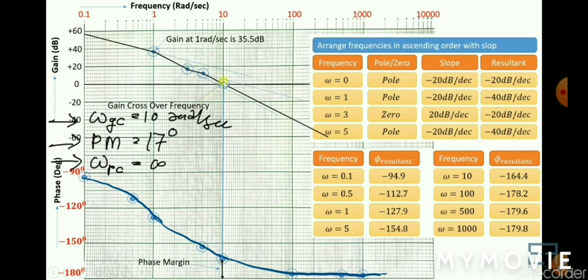Okay, so how to comment on stability? Even gain margin will be infinity. If omega GC is greater than omega PC, then the system will be stable. If omega GC equals omega PC, then the system will be marginally stable. If omega GC is less than omega PC, then the system will be unstable. Right, this is positive GM.